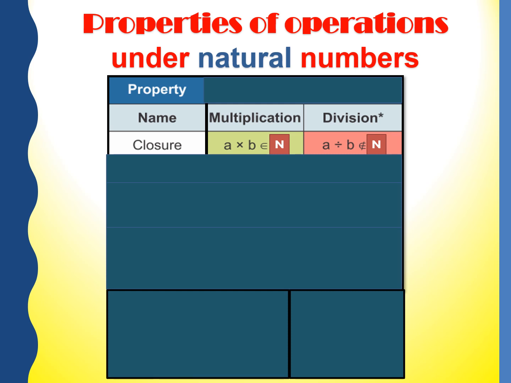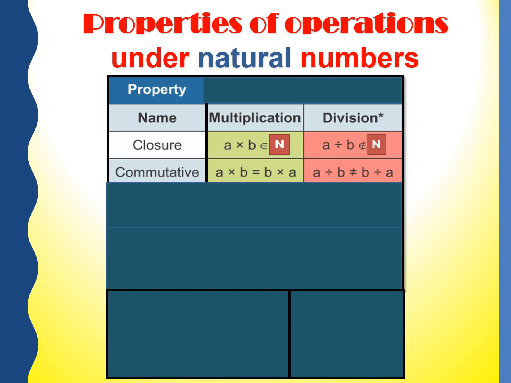But not always any two natural numbers divided by each other, the answer will be a natural number, as 2 divided by 5 will be 2 over 5, and a fraction doesn't belong to natural numbers.